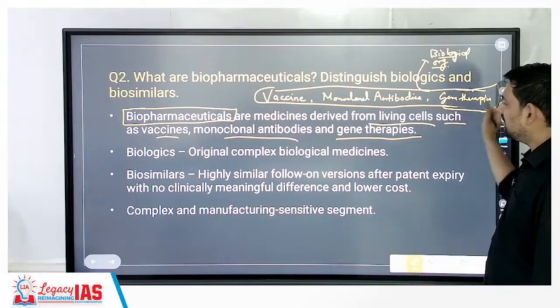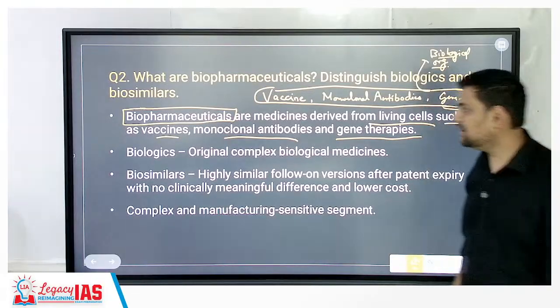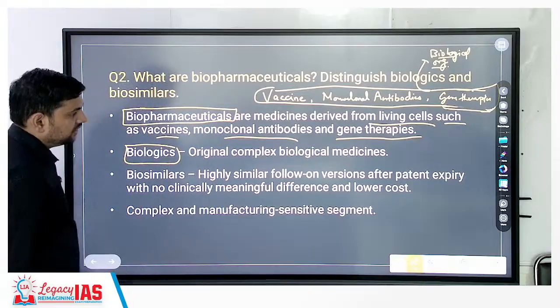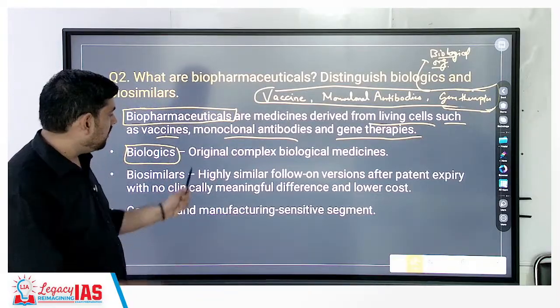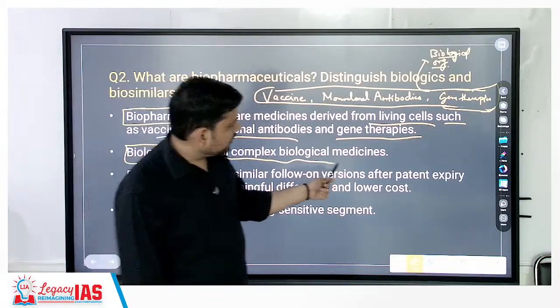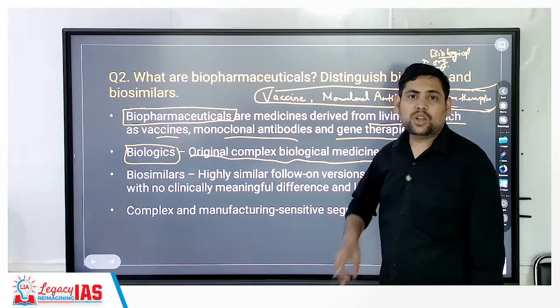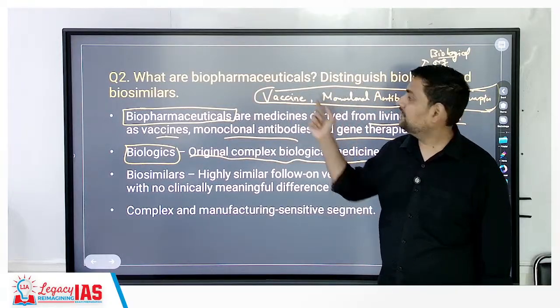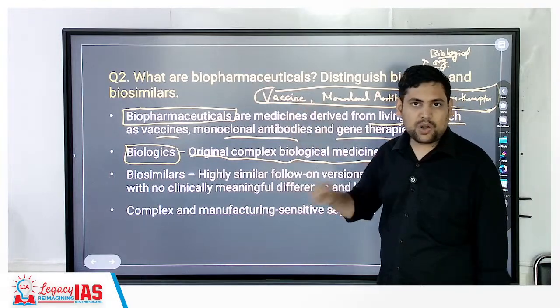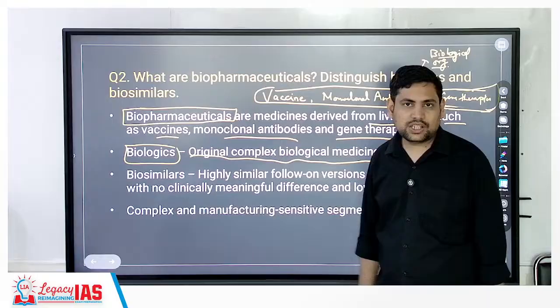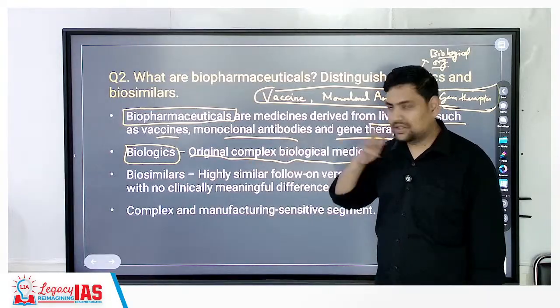Okay, so these are the things that we are talking about in biopharmaceuticals. Now, understand the next term, biologics. Biologics is what? This is the original complex biological medicines. So, the biopharmaceuticals, now, the original version of them, let's say the first vaccine that is coming about, has a very integrated process of making that vaccine and using that vaccine. So that is actually biologics.